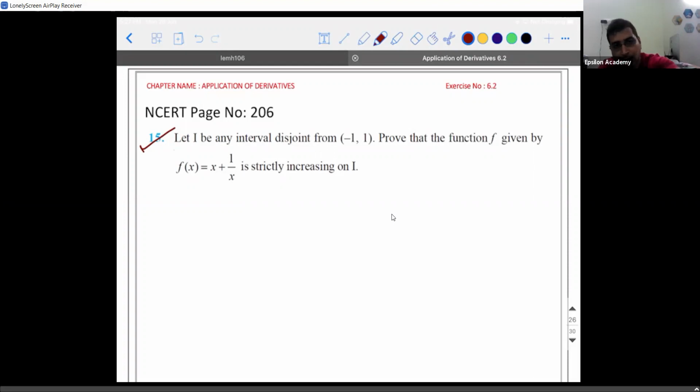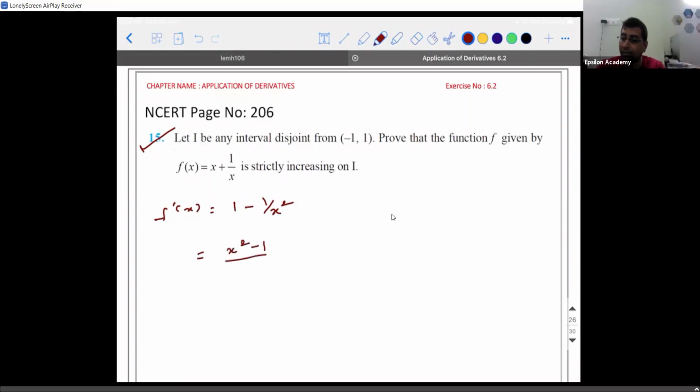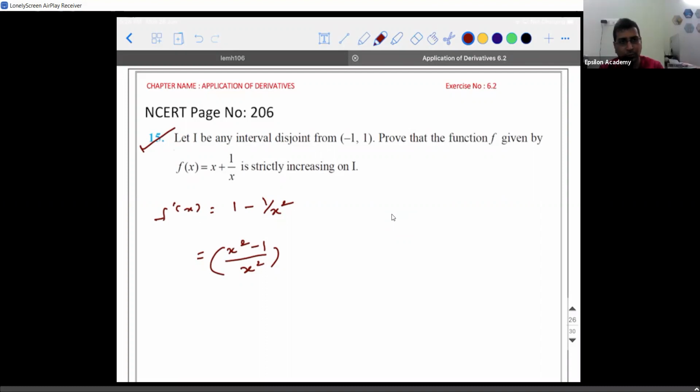So how to proceed? Sir, f of x function. f dash of x is how much? Sir, it is x square plus 1 by x square. No, you took the function itself as x square plus 1 by x square. The function is x plus 1 by x. I differentiated separately. Derivative of x is 1, derivative of 1 by x is minus 1 by x square. This is f dash of x.